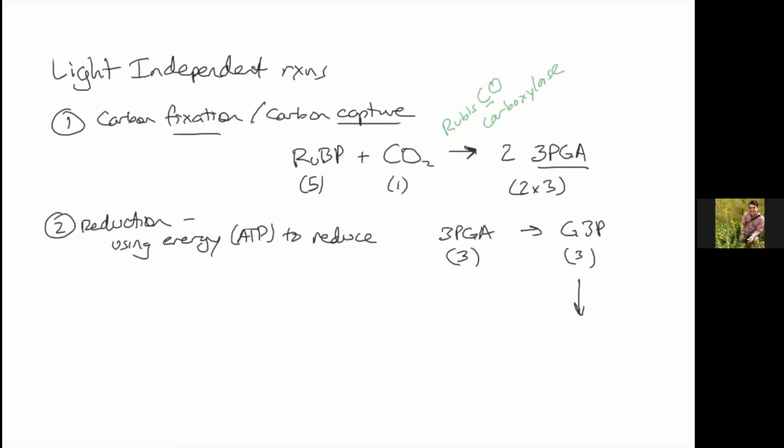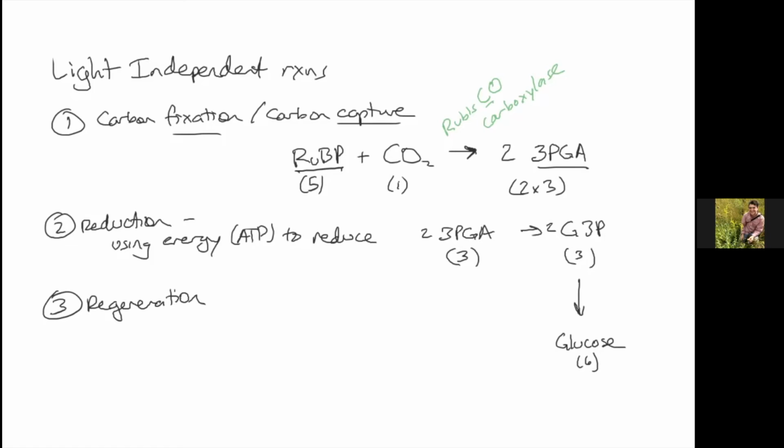If a sugar, like glucose, is a 6-carbon molecule, how many G3Ps do we need for that? We need 2, right? So we can keep track of our carbons in this way. But one of the things that happens over the course of the Calvin cycle is this RuBP here that's involved in that initial carbon capture needs to be regenerated. So that's the third step, regeneration.